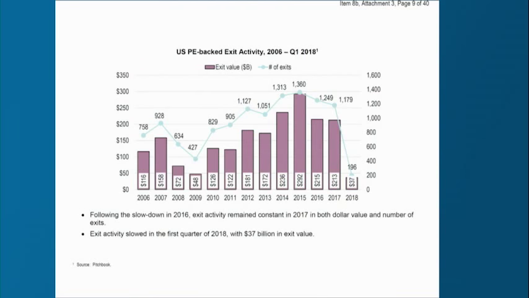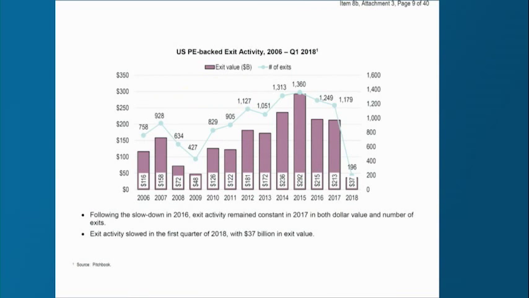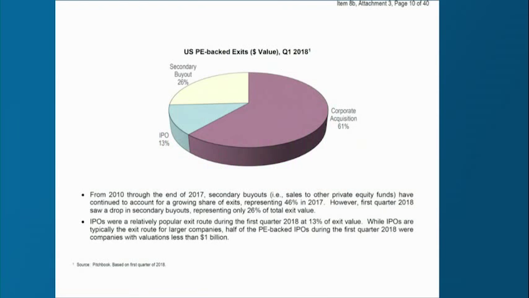If we look to the next page, looking at the exit activity within the U.S. buyouts, what you'll see here, again continuing the same trend of the investment activity that we pointed out on the first slide, is that in 2017, relatively stable at $213 billion versus 2016 at $215 billion, and the number of exits again stable at about 1,179 versus the 1,249 for 2016. Again, exit activity did slow in first quarter, but it's just one quarter for the year, and we don't think that's telling of the rest of the year.